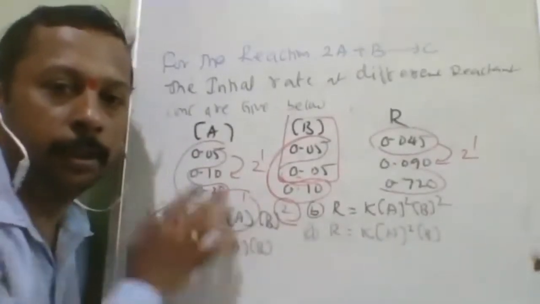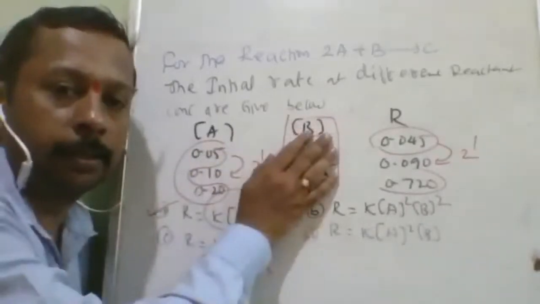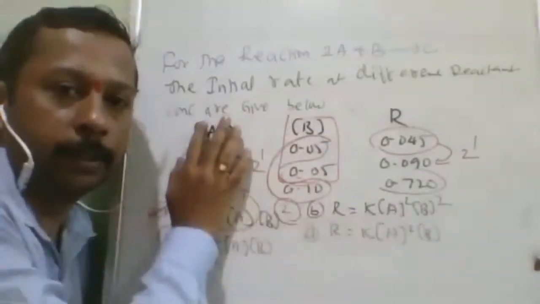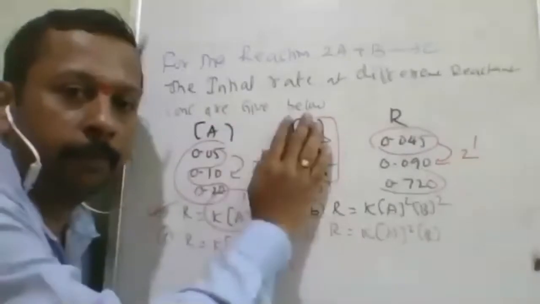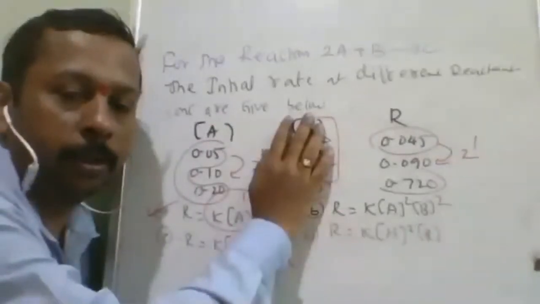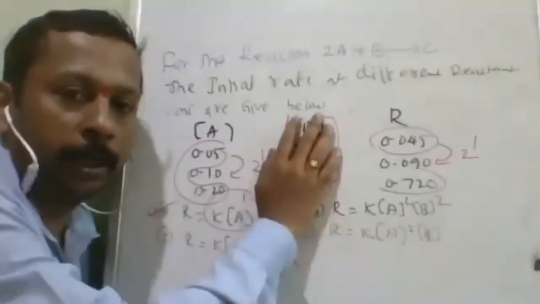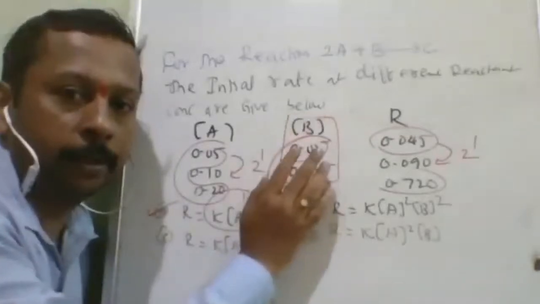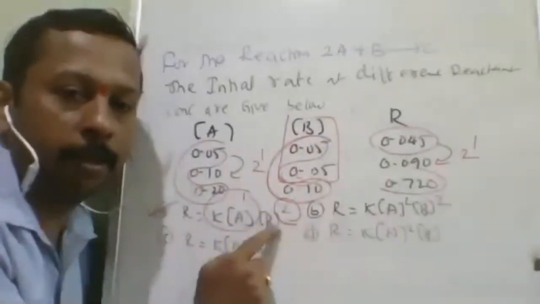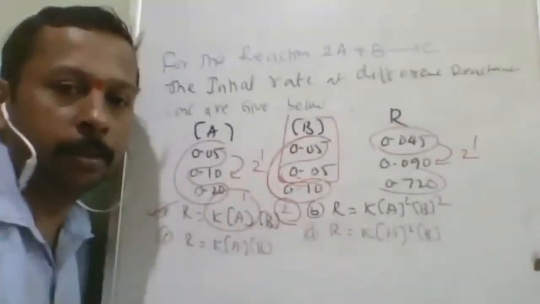Okay. So here this effect is already studied. By substituting this effect, the total remaining part is 4 times. 4 times means 2 square. So 2 square means the order of reaction with respect to B is 2.